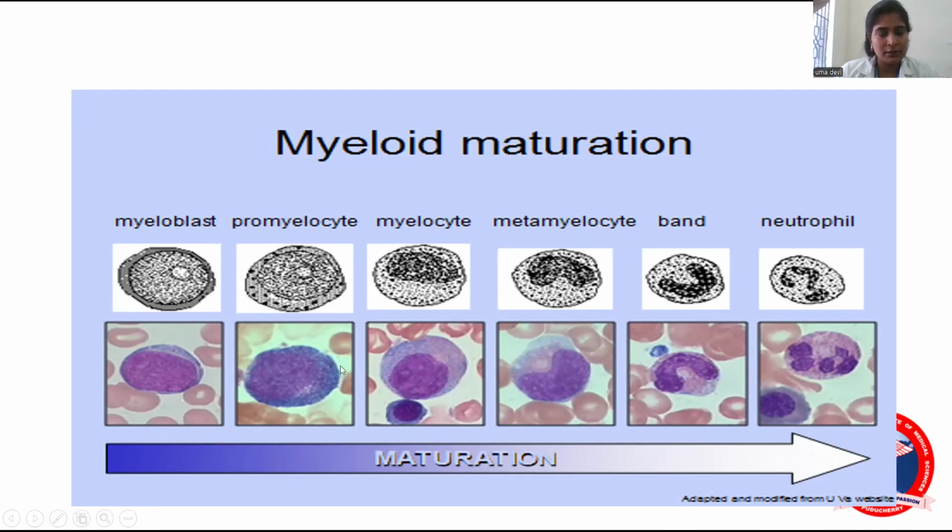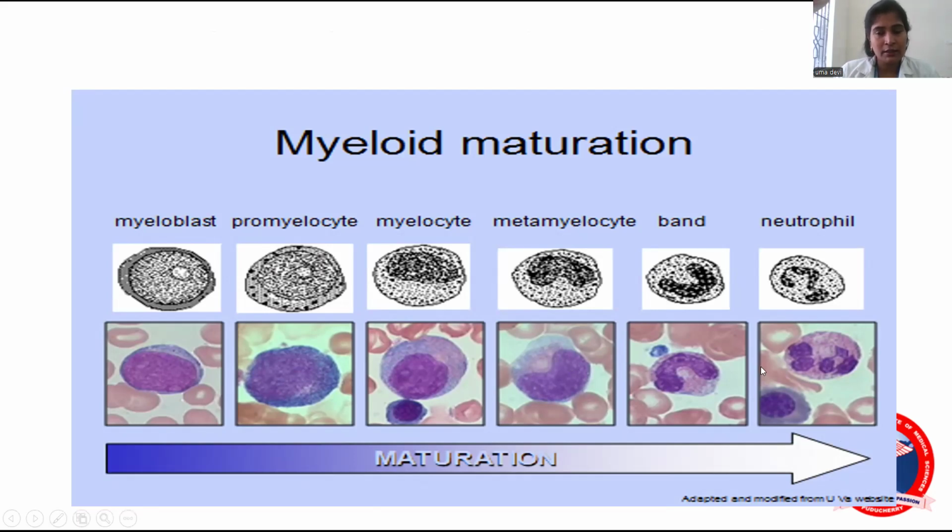So precursors, that is blast, promyelocyte, we do not see in the peripheral smear. And what we can see is, occasionally band forms and always neutrophil. That is how we identify that it is myeloid maturation, right? Neutrophils.